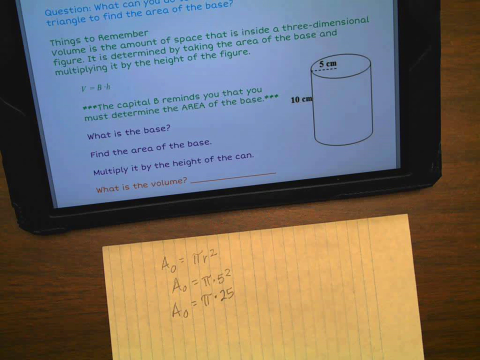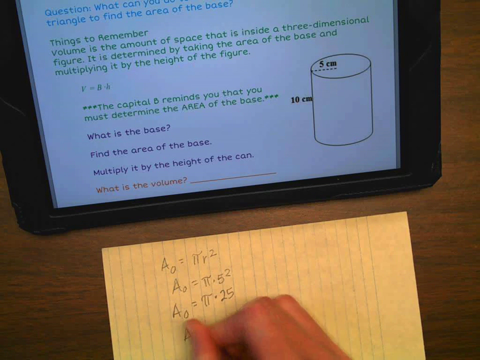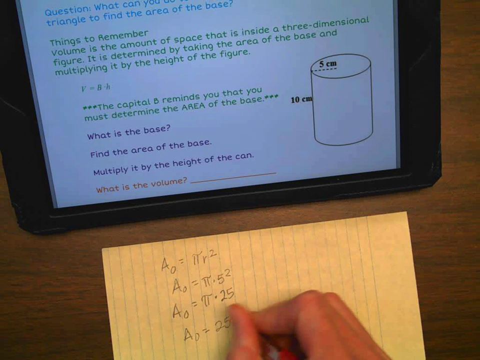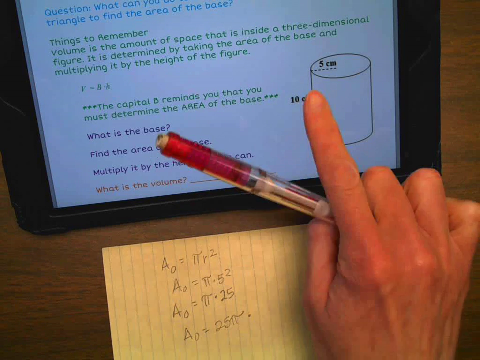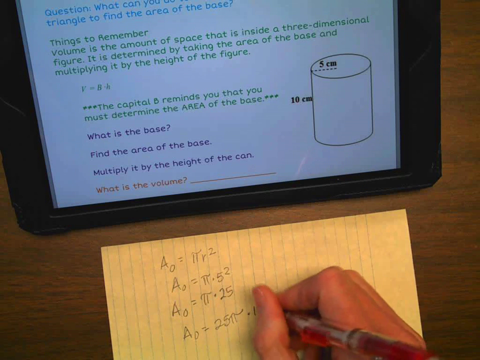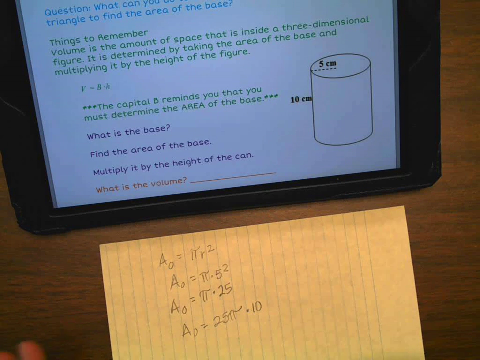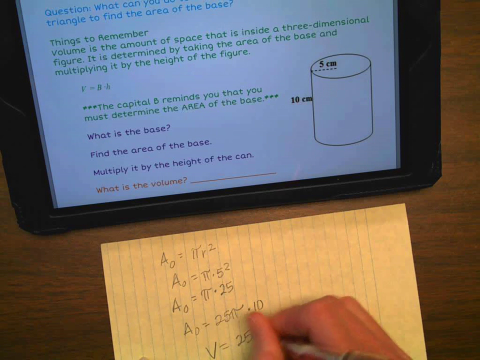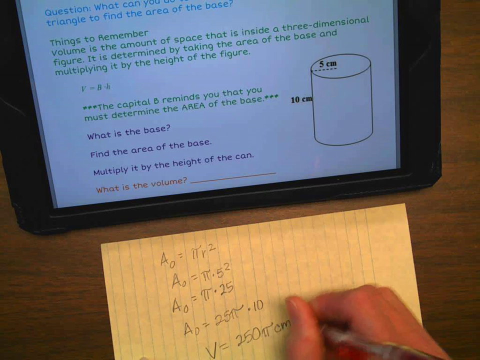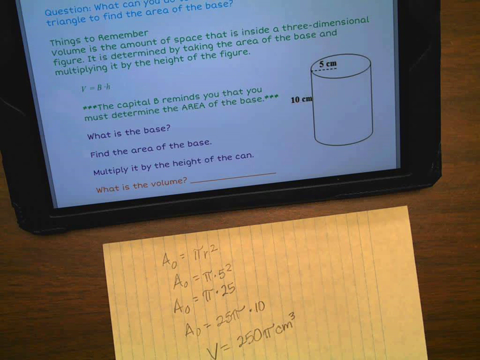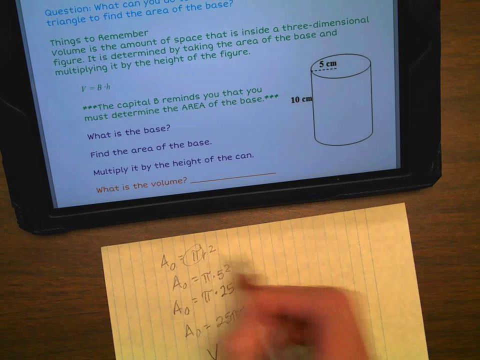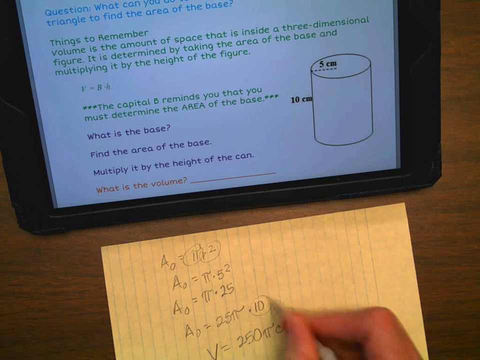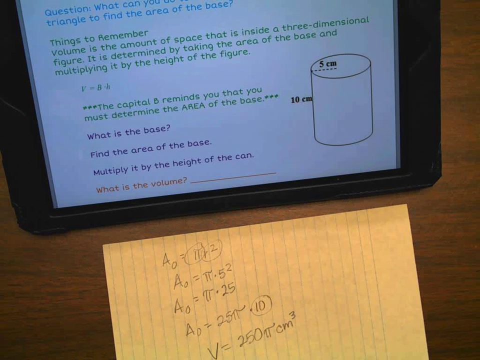And so then the next step, once you find the area of the circle, especially if you're allowed to leave it in pi, is you're going to take 25 pi and multiply it by the height. Well, the height of this figure is 10. So now I know that the volume for all of these is going to be 250 pi centimeters cubed. And the reason why it's centimeters cubed is because you're multiplying three things together. We're multiplying pi, we're multiplying radius squared, and then at the end we're multiplying it by 10. So there's three things that you're multiplying together.